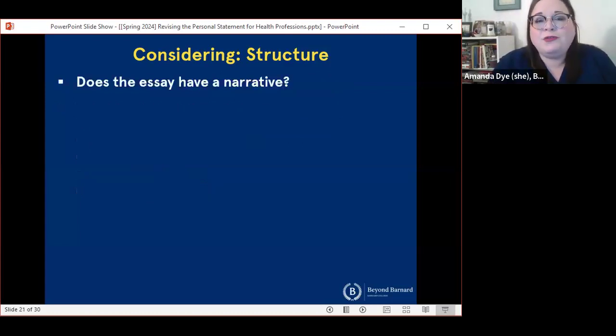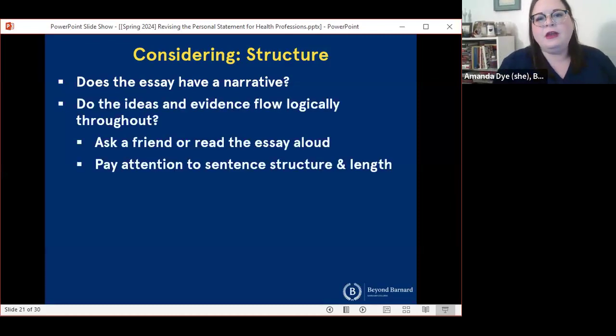I always encourage folks to think about narrative. And when I say narrative, I don't necessarily just mean storytelling. I really mean a way of propelling the reader forward. Is the reader kind of constantly being pulled forward throughout the entirety of the essay? That's what you want. You want somebody to be following you from sentence to sentence, paragraph to paragraph. You always want to think about whether ideas and any evidence that you're presenting for particular ideas are going to flow logically. It can be really helpful to ask a friend to tell you whether it makes sense to them.